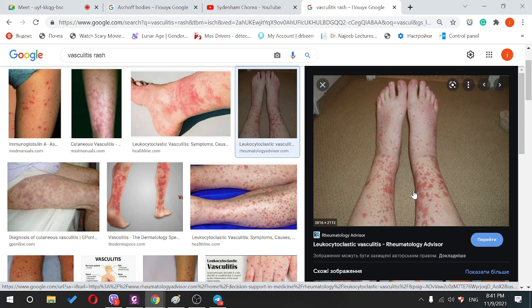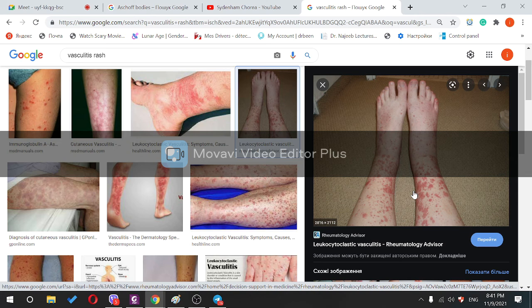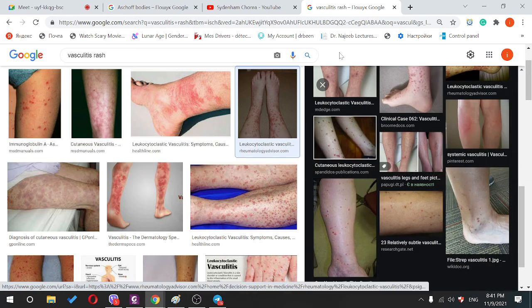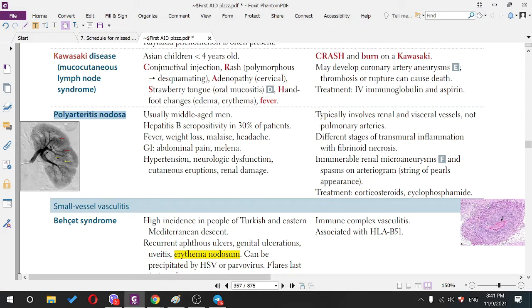If it blanches, it will be due to a thrombocytopenia, yeah? Due to a thrombocyte problem. But if it does not blanch, it means it's a vasculitis. See, from your finger, you can differentiate between the diseases. So, if you push on it and it does not disappear, this is vasculitis. If you push on it and it disappears, that means it is a thrombocytopenia.